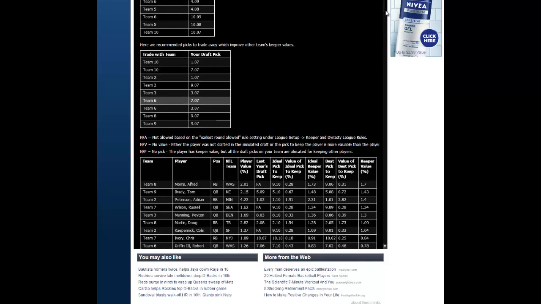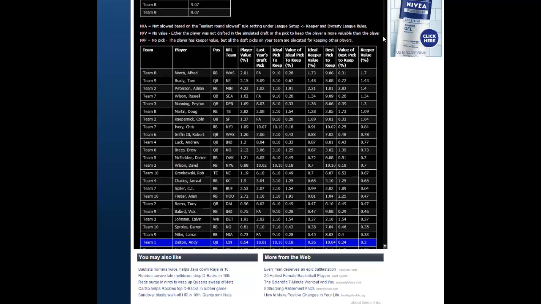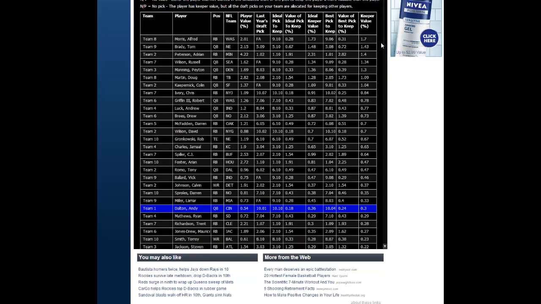Not only that, it gives us an entire table here of all the players that we might be able to make good keeper values with. Let's see if maybe we can trade for Alfred Morris. He is probably the best keeper in this league, which makes sense because he was a free agent last year. Tom Brady's a great keeper value. He was selected late last year. So all of this is showing us keeper values and sorting the players by it and showing us maybe what players we can target to improve our teams.